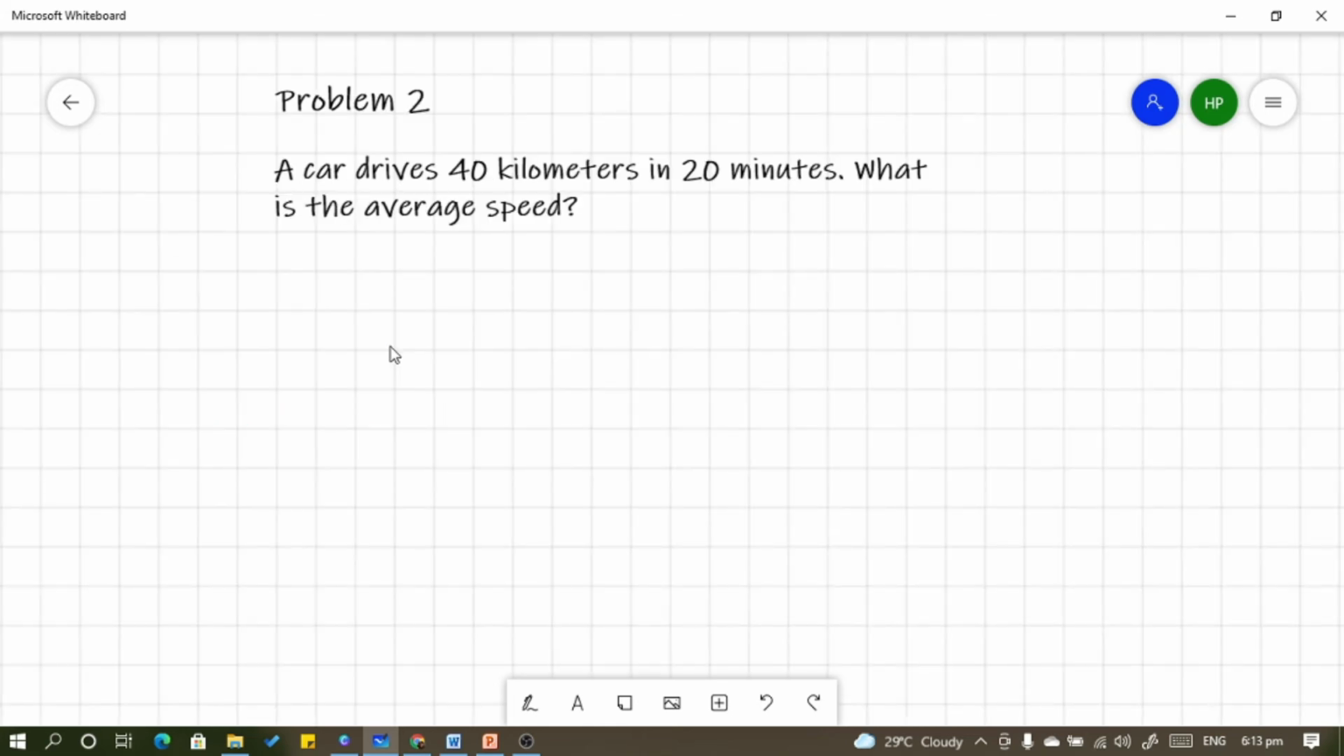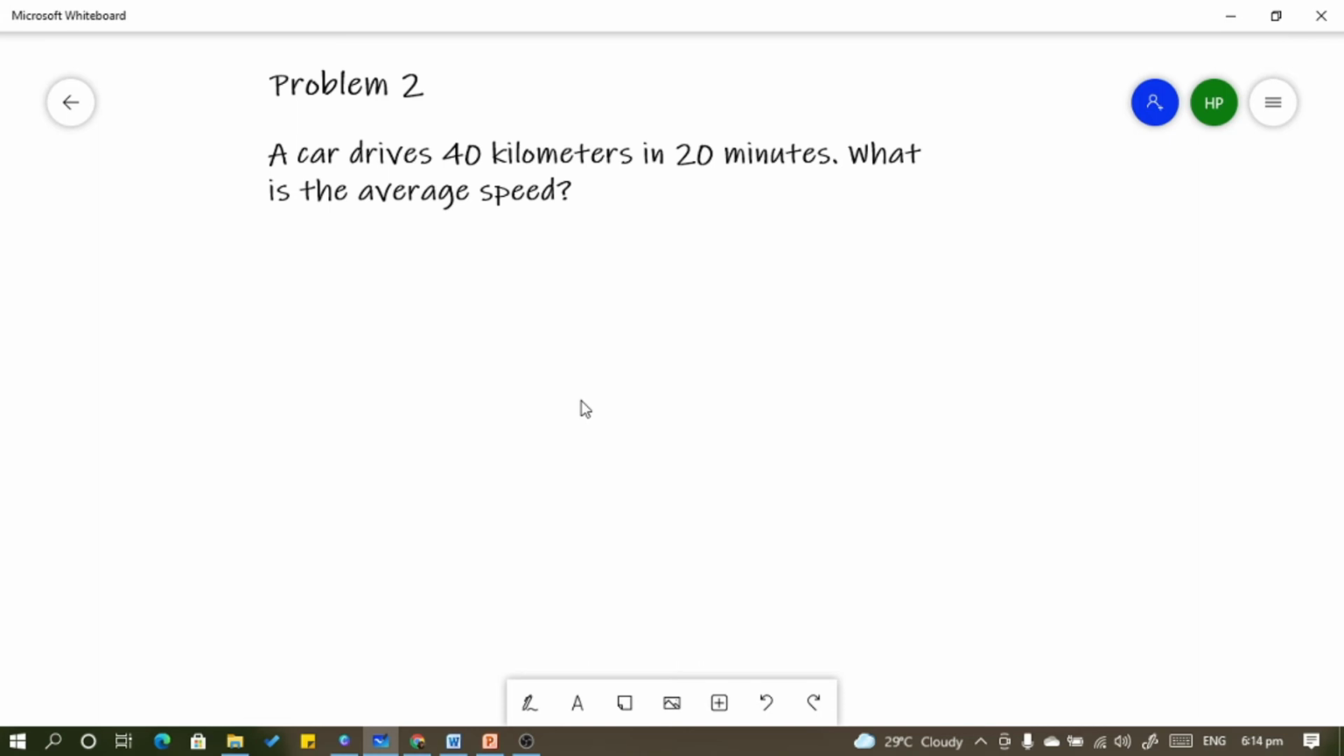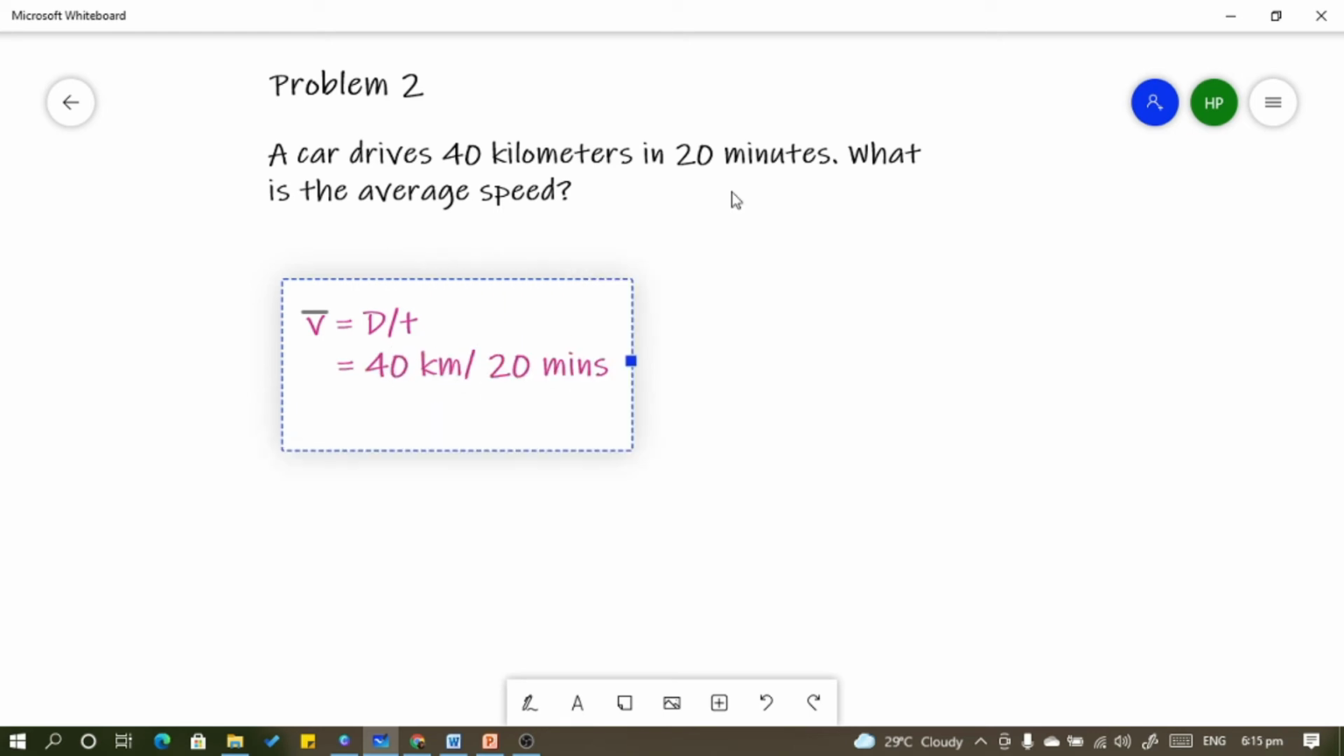Problem number 2. A car travels 40 kilometers in 20 minutes. What is the average speed? Let's use the same formula. So this is the formula. Now the distance is 40 kilometers divided by 20 minutes. 40 kilometers divided by 20 minutes is equal to 2 kilometers per minute. The car's average speed is 2 kilometers per minute.